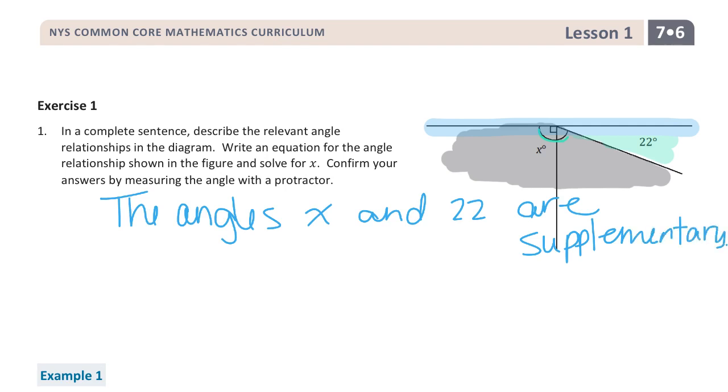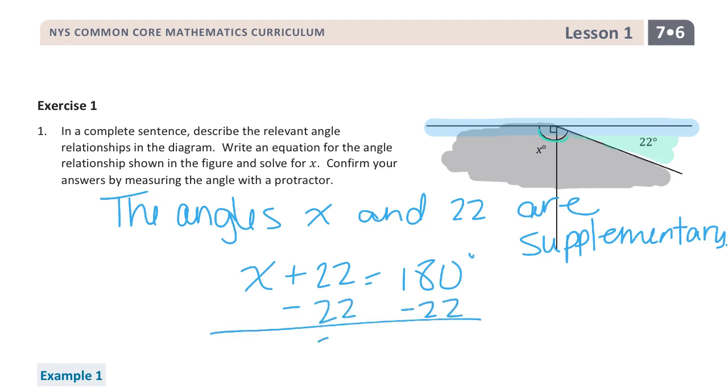When I set up an equation to solve that, x plus 22 equals 180. Subtract 22 from both sides, and x equals 158 degrees. So one of the keys here is they are asking you to be able to write the equation, so being able to set this up.